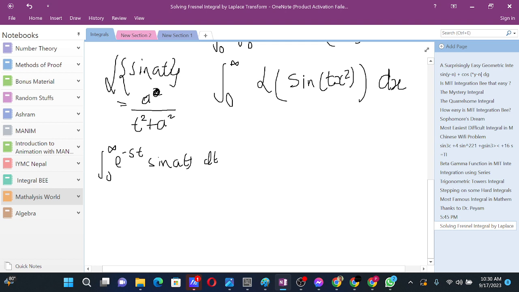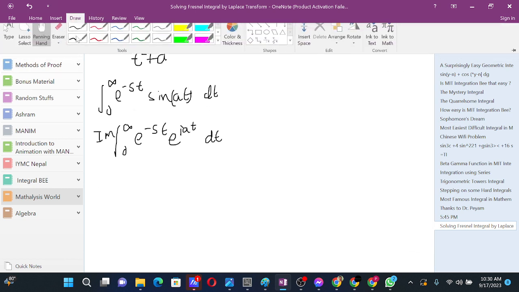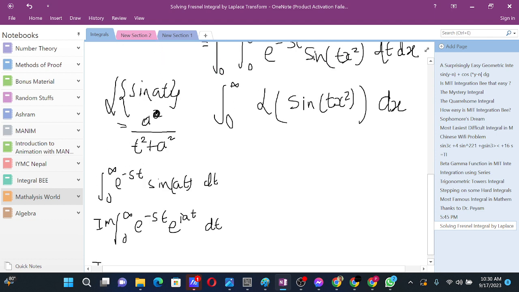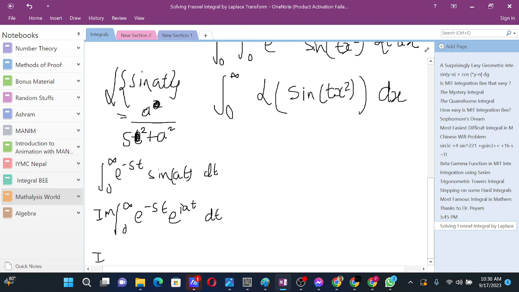Now to evaluate this, sine of at is just the imaginary part of e to the power iat. So you can have e to the power minus st and then e to the power iat dt. Now you can evaluate this integral. The final result will be a by a square plus s square. Sorry, it's better if I write s over here, since after the Laplace transform we are in the complex world where the variable is s instead of t. That would be recommended.